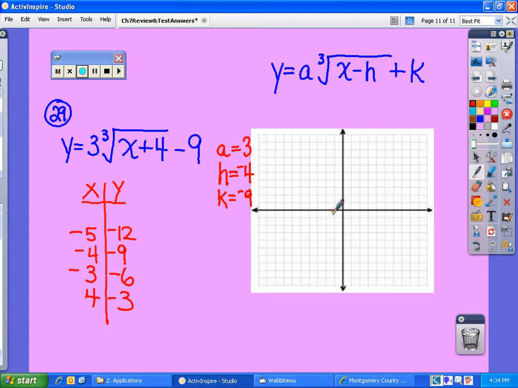At negative 5, we're at negative 12. A little bit off the graph. At negative 4, we're at negative 9. At negative 3, we're at negative 6. And at positive 4, we're at negative 3.